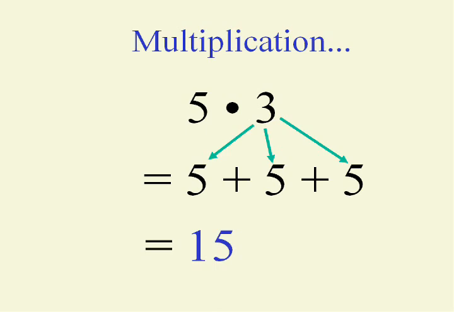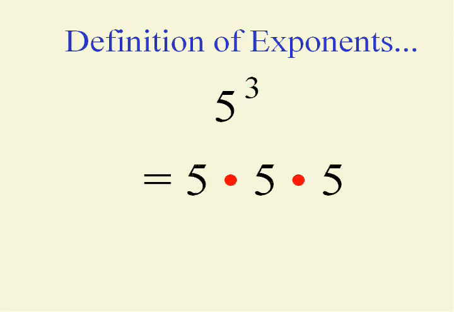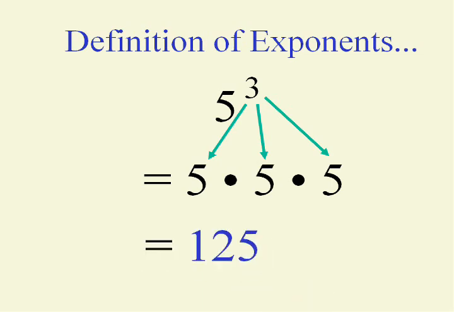Now that's very different from exponentiation. Exponentiation, we put the 3 up here, and the 3 still has a say. It's just not multiple addition, it's multiple multiplication. And 5 times 5 times 5 is certainly not 15. It's a much higher number, 125.